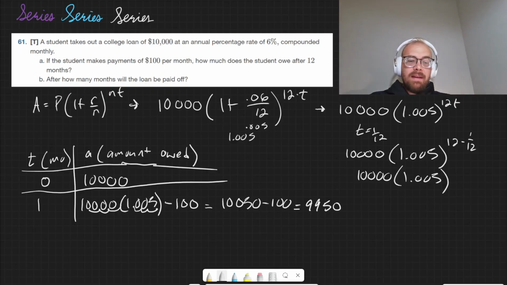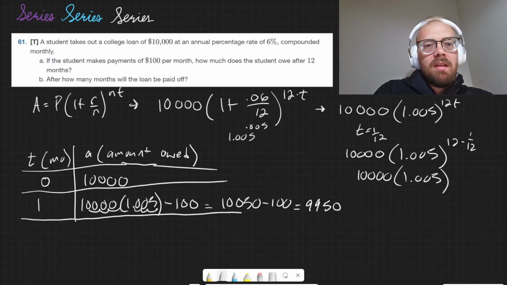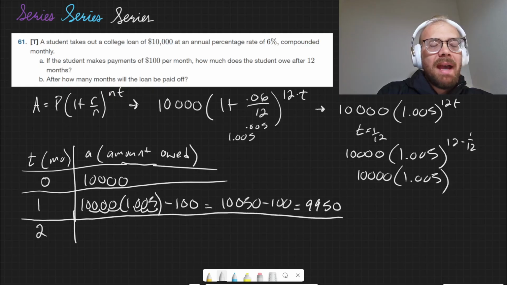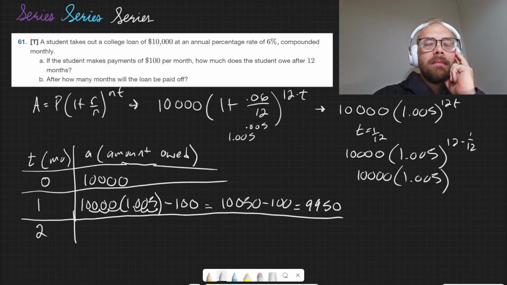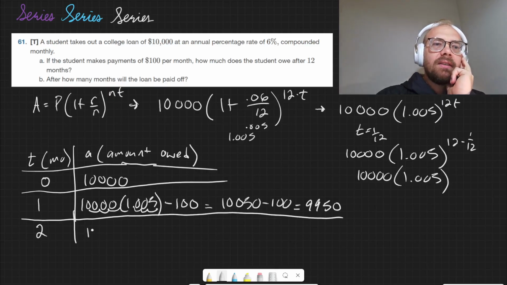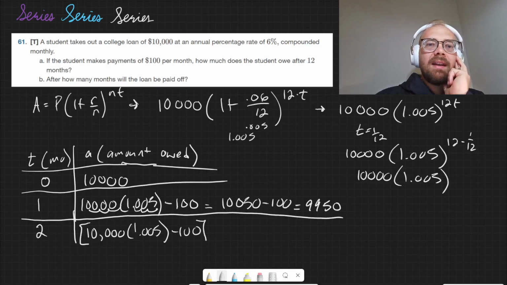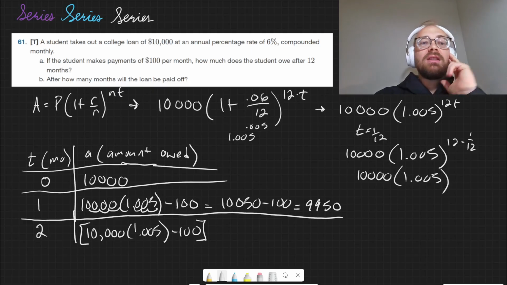And we can then find out what t is when it's 2. Let me double check because I'm not feeling great today. So my brain is a little mushy right now. 1.005. And then we're going to minus that 100. Okay, yeah, 9950. Okay. So then what's the pattern? Well, we would take that new number, that 9950, but I'm going to write it as what it was before I simplified it. 1.005 minus 100. So before it was simplified, it was that, right? So that's the new amount.